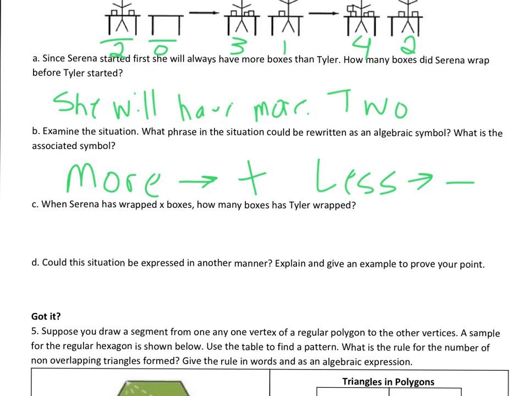So when she's wrapped a certain amount of boxes, he's always going to have wrapped 2 less boxes. So let's just say she's wrapped X boxes. He's always going to have wrapped 2 less than her. He's just behind. They're working at the same pace, but he's always going to be behind. So if she's wrapped X boxes, he's wrapped X minus 2 boxes. Okay?